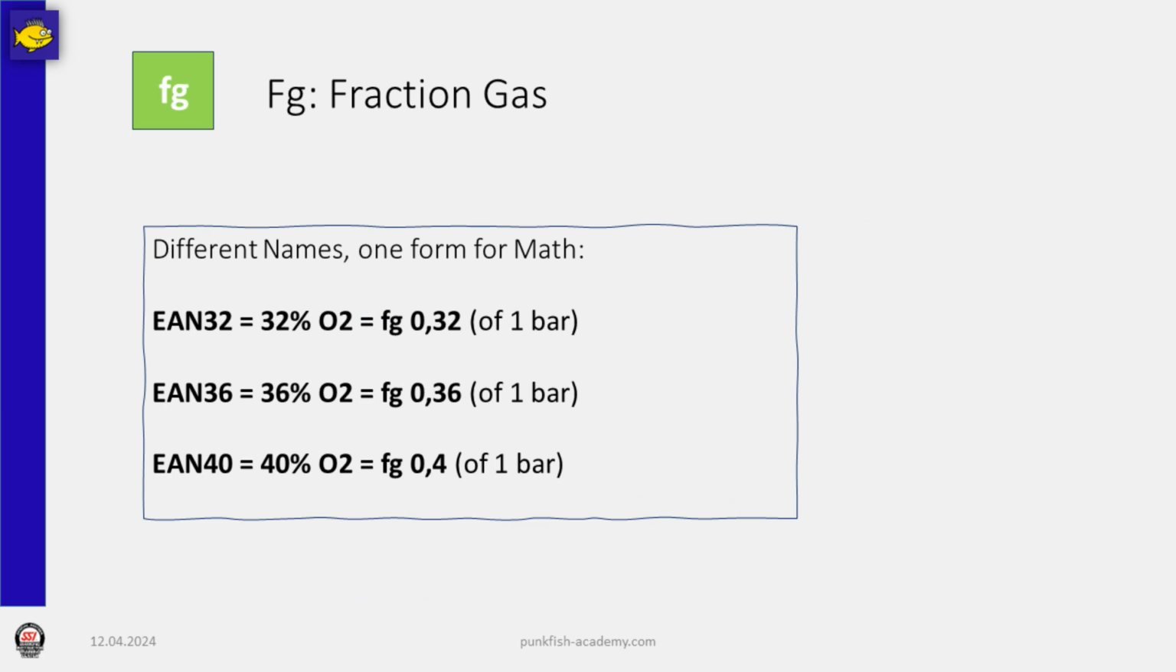Next thing we have to find is Fg, the fraction of the gas. This is the part of the specific gas that we want to calculate with in our nitrox course. This will be most of the time oxygen, and the fraction is given as a fraction of 1. So when we have 32% of oxygen in our mix, or let's say we have a nitrox 32 or EAN 32, the fraction of this is 0.32. For a nitrox 36, this 36%, it would be 0.36. For 40%, 0.4. It's all just different names for exactly the same content of oxygen.